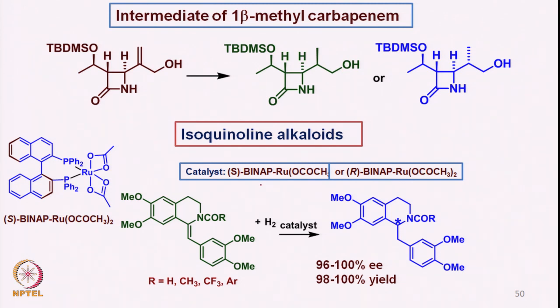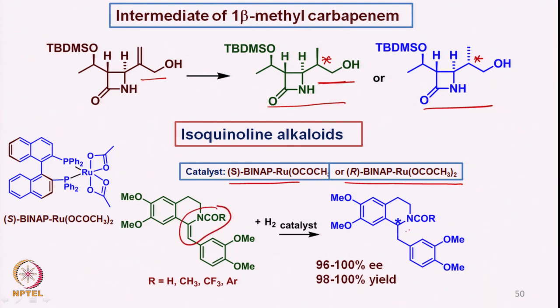Likewise, these BINAP based catalysts, this or this, have been used for the conversion of this allylic alcohol to this particular saturated alcohol or this saturated alcohol. They are enantiomers of each other, so any one of them can be made depending on which one uses, either S-BINAP or R-BINAP. And likewise, this type of double bond also can be hydrogenated, and the yields and the enantiomeric purity are as high as 96% to 100% and 98% to 100% with different types of substituents that have been found.